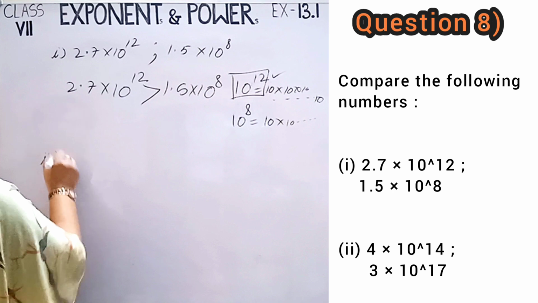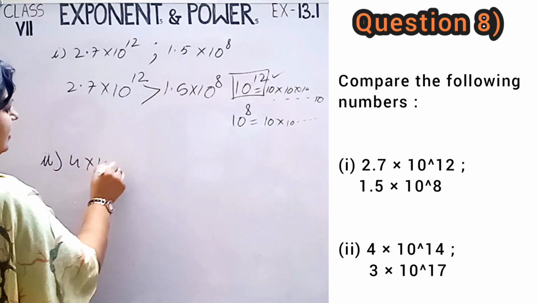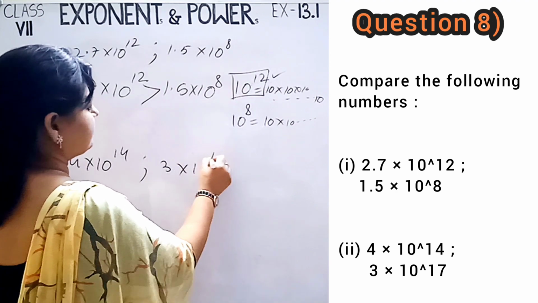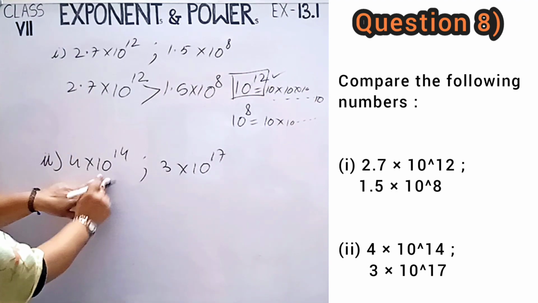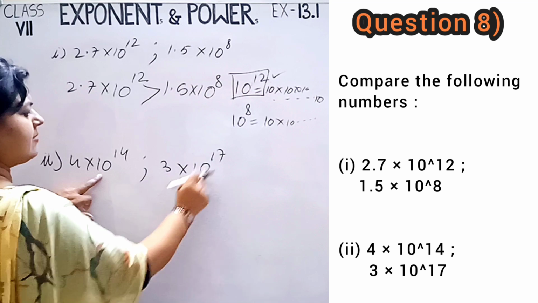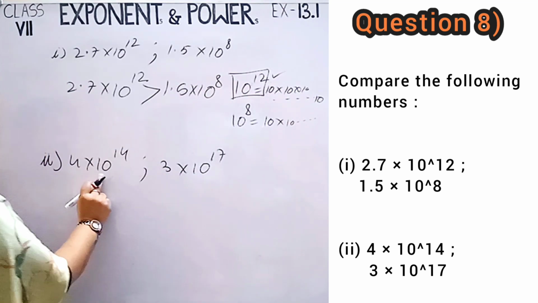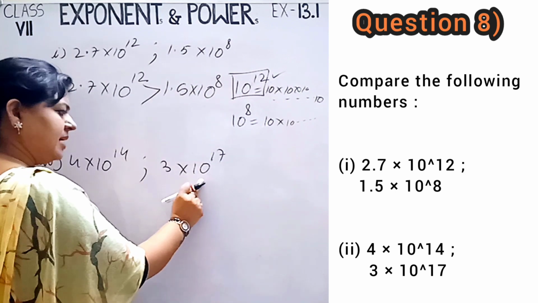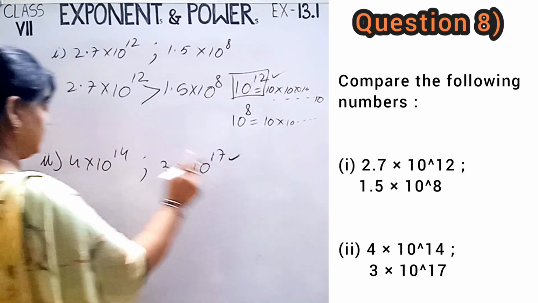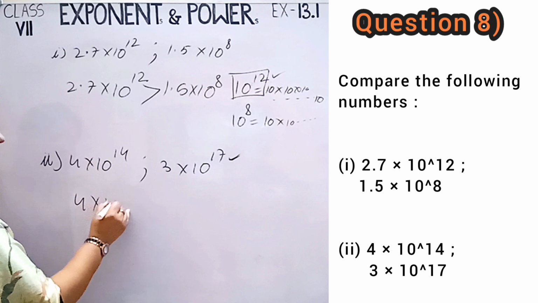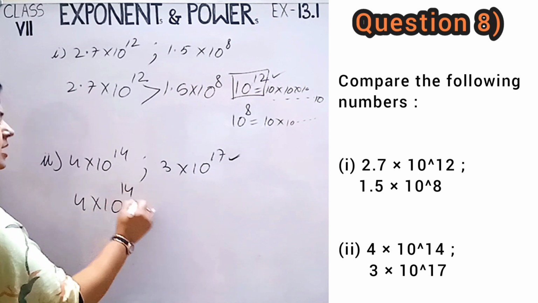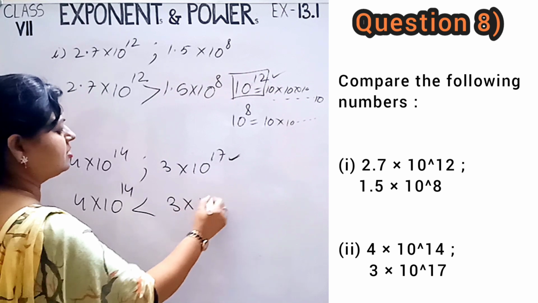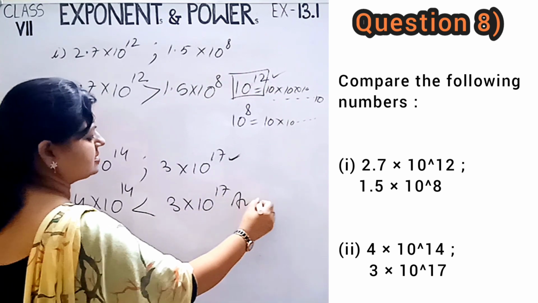Second part, 4 into 10 raised to the power of 14, and the second number is 3 into 10 raised to the power of 17. So here 10 raised to the power of 14 and 10 raised to the power of 17. So 10 will be multiplied 14 times and here 10 will be multiplied 17 times. So this number is greater. It means 4 into 10 raised to the power of 14 is less than 3 into 10 raised to the power of 17. Answer.